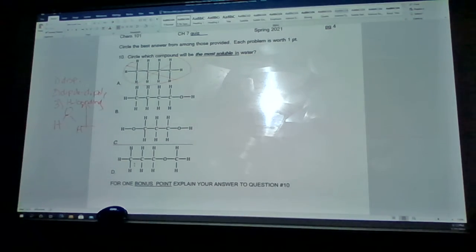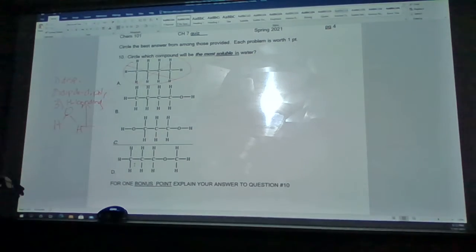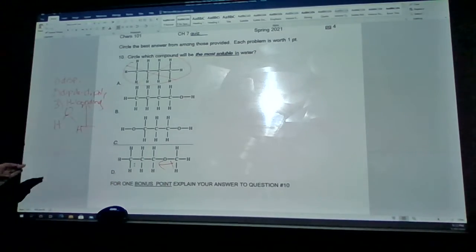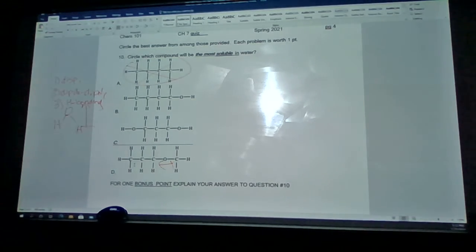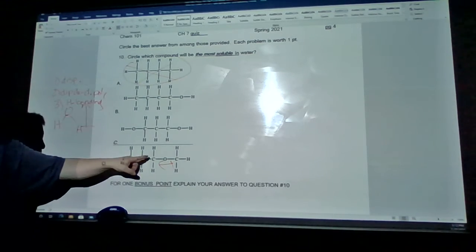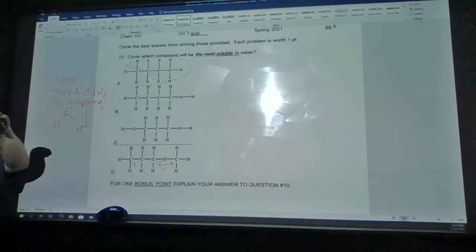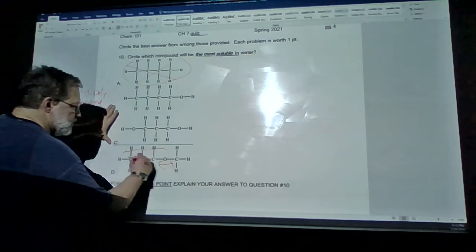D. D has dispersion forces. Does it have dipole-dipole? Yeah, it does. Right here. This molecule is polar. This has dispersion and it has dipole-dipole. But does it have hydrogen bonding? Is there an oxygen? Is there a hydrogen directly bonded to an oxygen anywhere in that compound? No. So let's look at C and B.